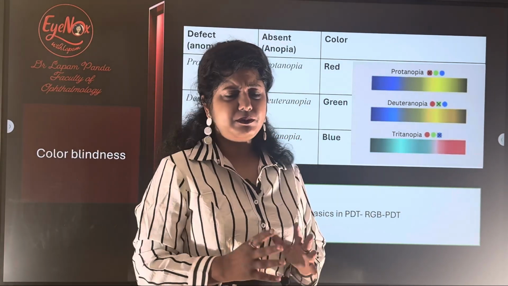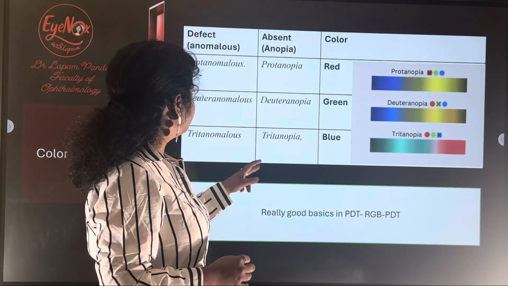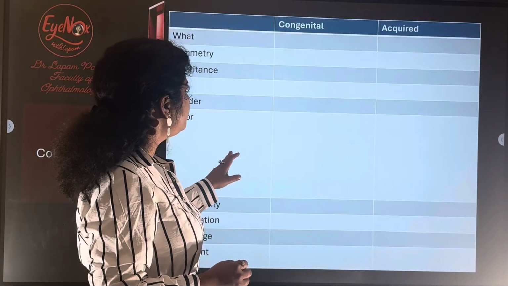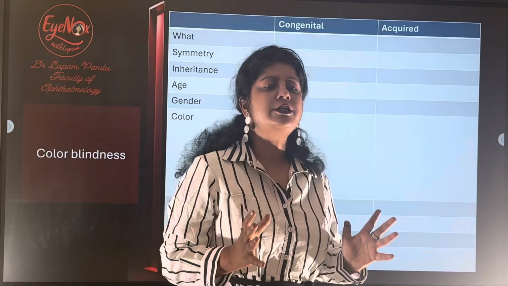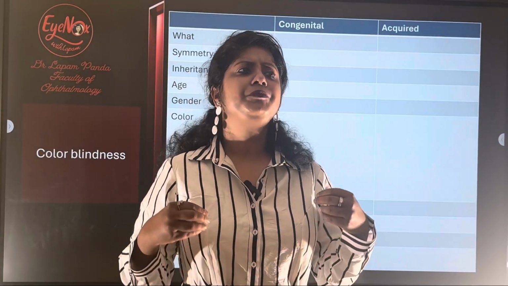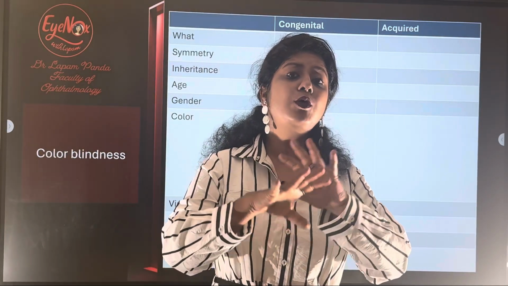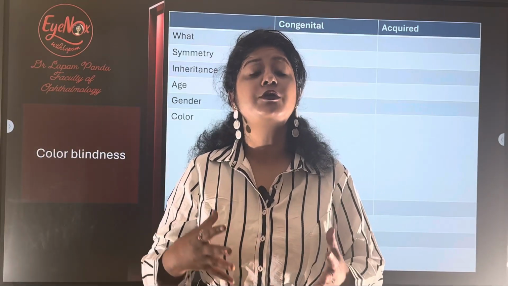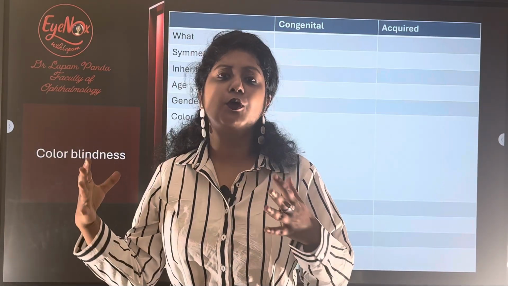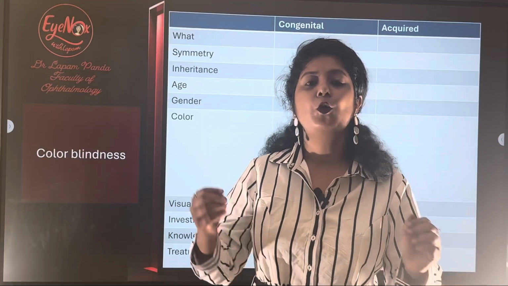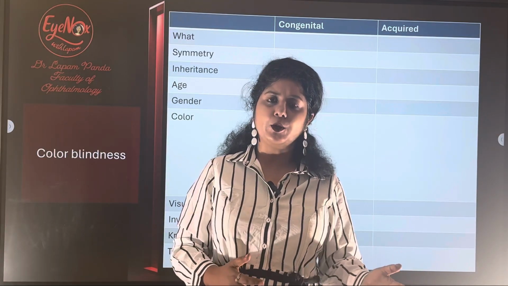Okay. Now, since we are done with this, next we will move on to two major kinds of color blindness. Well, there are many diseases where we see a color vision defect, but the whole spectrum of diseases of color vision defect is broadly divided into two categories. One is the congenital, one is the acquired.